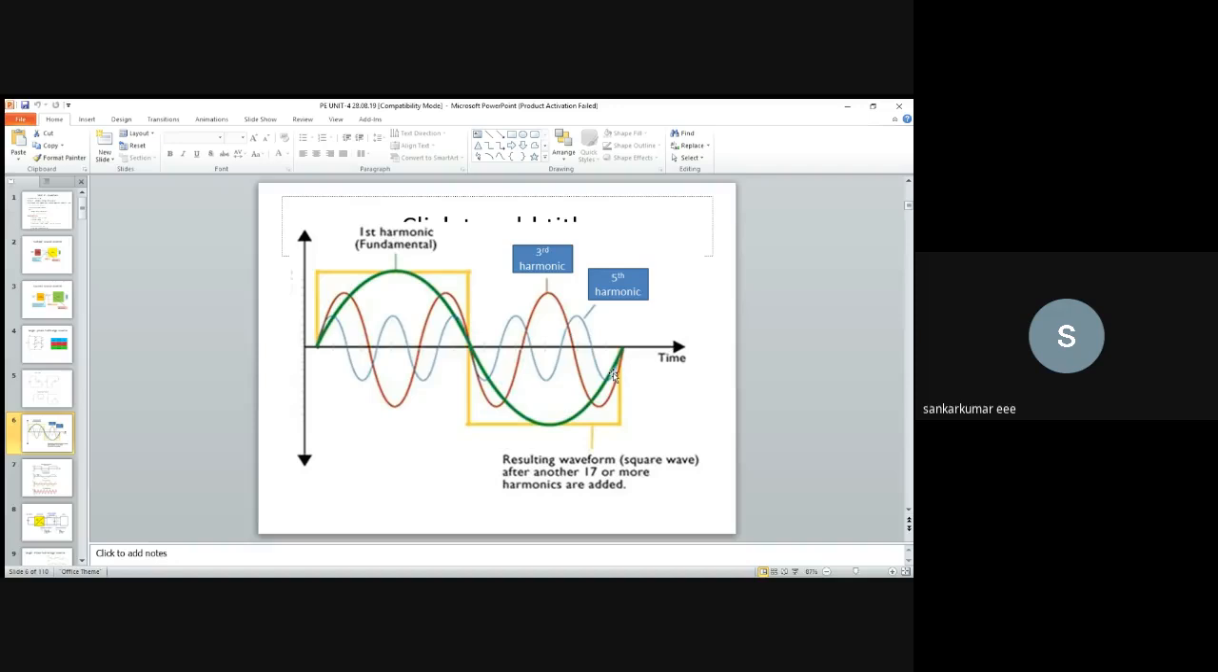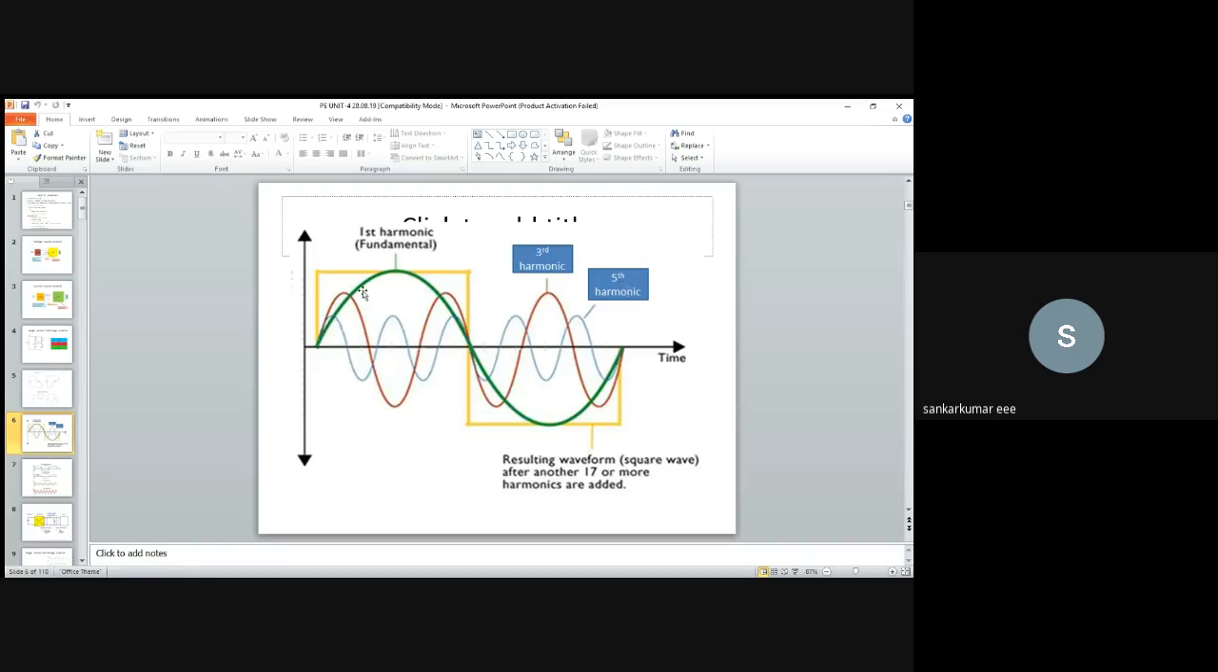What is the standard supply frequency? 50 hertz. So this green color waveform is the fundamental, represented as the first harmonic, and that will be the 50 hertz waveform. That is the requirement of our load. But in addition to that, we will have some third harmonic and fifth harmonic. The first harmonic has a frequency of 50 hertz, the third harmonic has a frequency of 3 into 50, that is 150 hertz, and the fifth harmonic will be 5 into 50, that is 250 hertz.